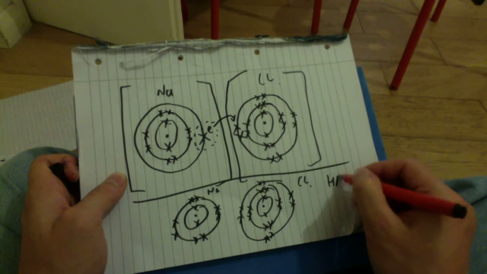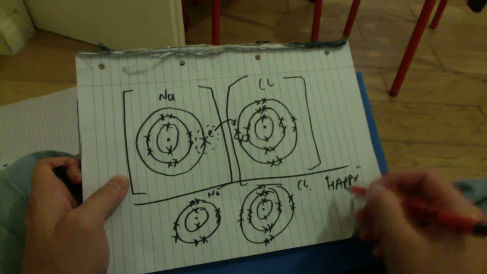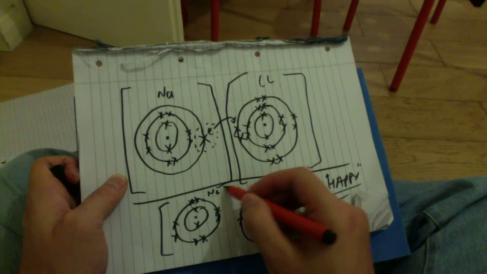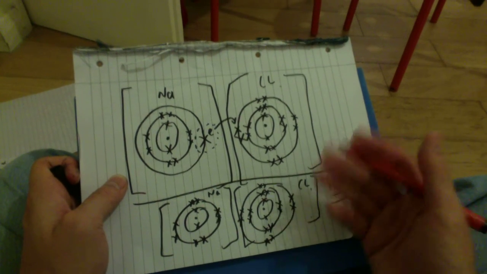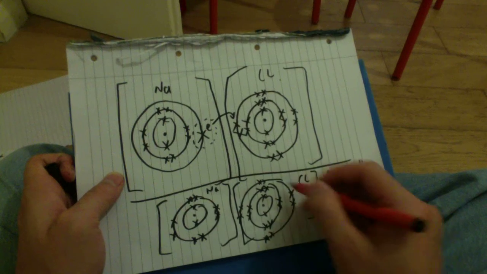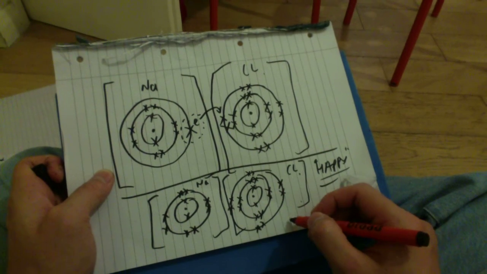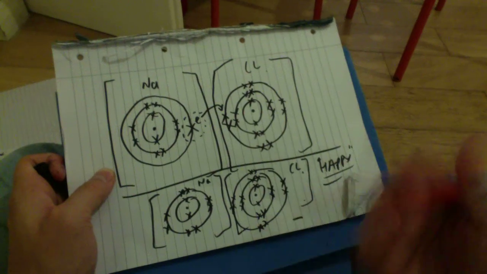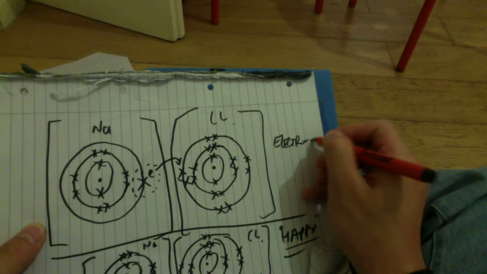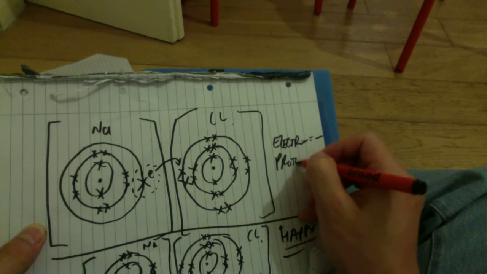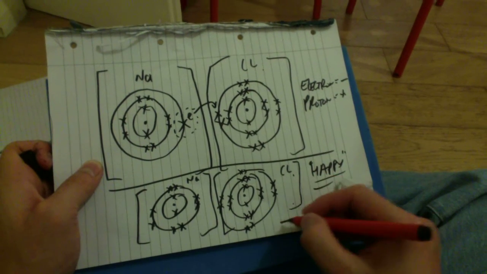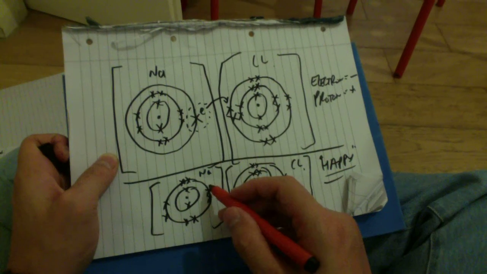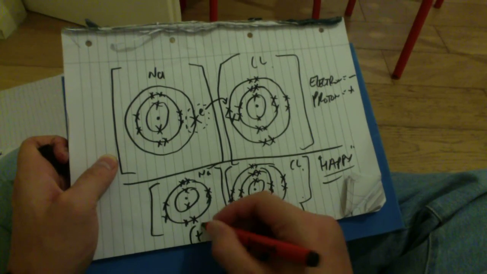They're both happy. They both fulfill the octet rule. Now, I have to tell you this, just to fully explain things. Because chlorine has got the extra electron, it now has an overall negative charge. Remember, an electron is negative, and a proton is positive. So if chlorine has gained an electron, its overall charge is negative. If sodium has lost an electron, its overall charge is now positive.